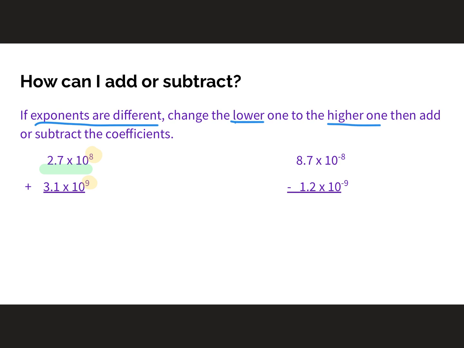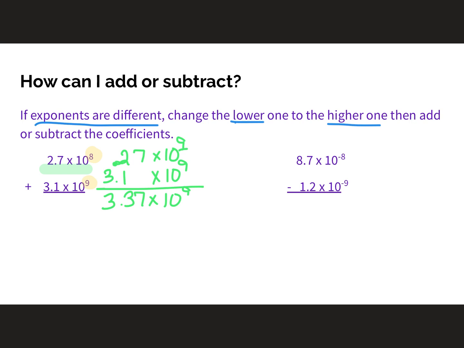I'm going to put my 2 and my 7. And then I need it to be 10 to the 9th power. So because I'm making my exponent bigger, I need to make my number smaller. So I'm going to move my decimal over one space to the left. So it becomes 0.27. So I bring over the 3.1 and make sure to keep my decimals lined up, times 10 to the 9th. And then I can add these. So this becomes 3.37 times 10 to the 9th.